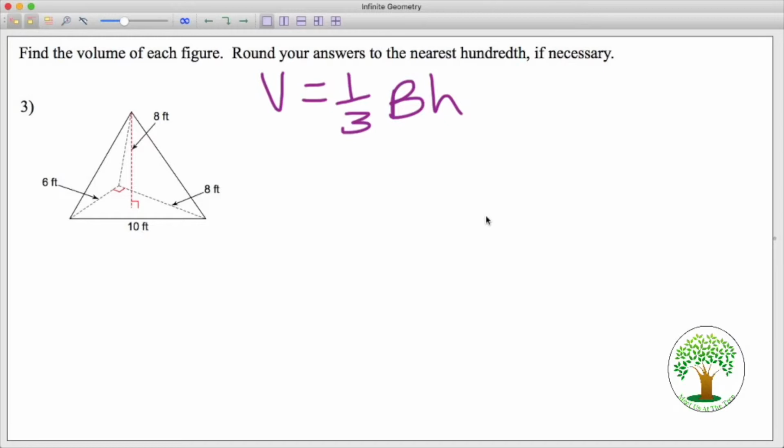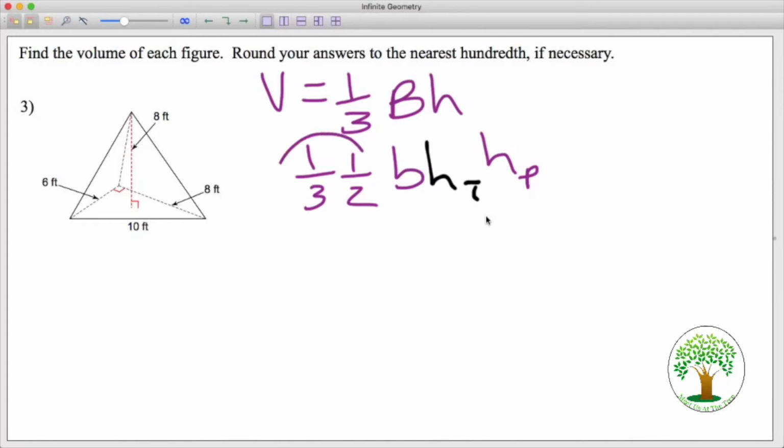So how do you find the area of a triangle? 1/2 base times height. We have a 1/3 and a 1/2 again. We have 2 different H's here, height of the triangle and height of the pyramid. I'm putting little subscripts there for T and P. So that 1/2 and 1/3 become 1/6.